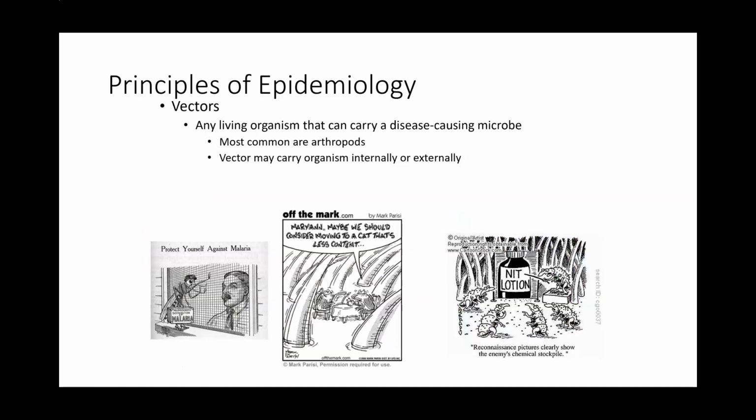The final mechanism that we're going to talk about for transmitting is vectors, which we've talked about before. Vectors are living organisms that carry disease-causing microbes from one organism to another organism. The most common vectors are in the group Arthropoda. And so insects, ticks, and mites are very common vectors of infection. All of these are cute little cartoons about these vectors, all right?